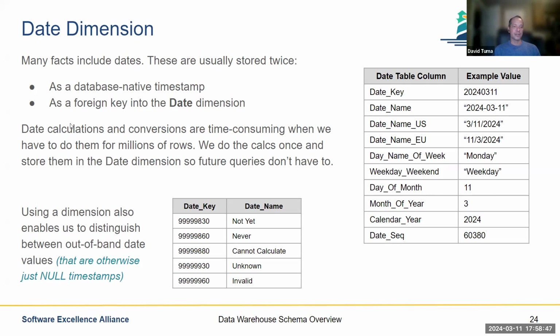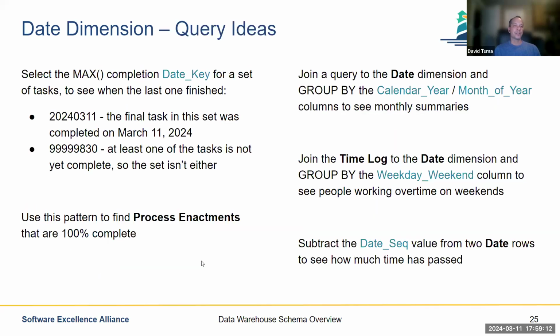The other thing that the date dimension allows us to do is store and distinguish between certain exceptional date values, like something's not yet happened, something will never happen, something could not be calculated, the date in the source system was invalid. All of these things would basically show up as a null timestamp, but this dimension allows us to distinguish between them.